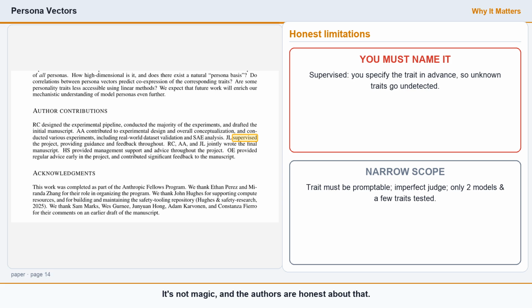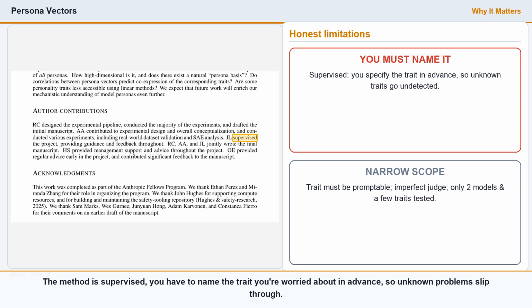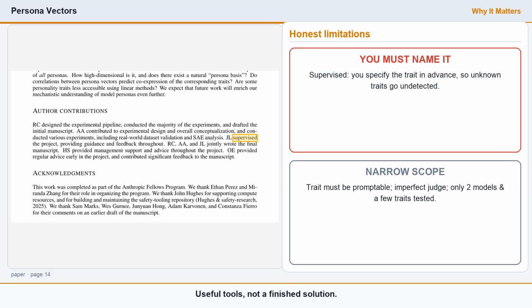It's not magic, and the authors are honest about that. The method is supervised. You have to name the trait you're worried about in advance, so unknown problems slip through. It needs the trait to be promptable. The judge model isn't perfect, and they only tested two mid-size models and a handful of traits. Useful tools, not a finished solution.